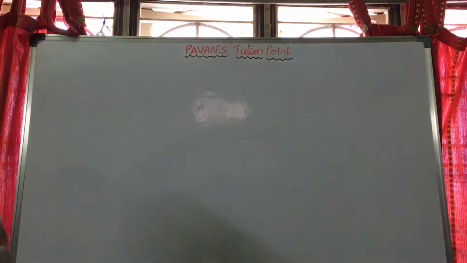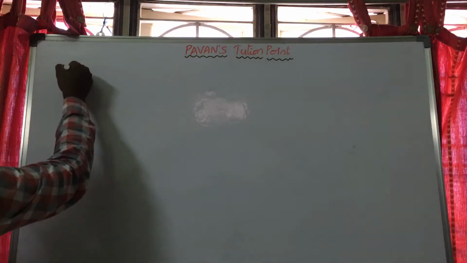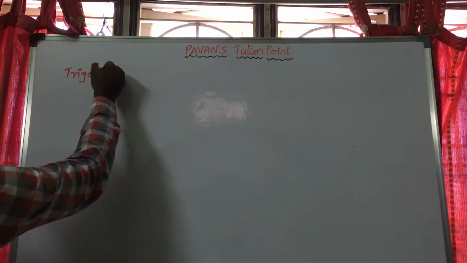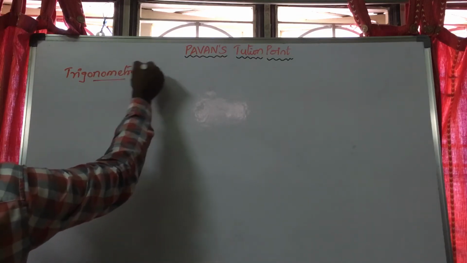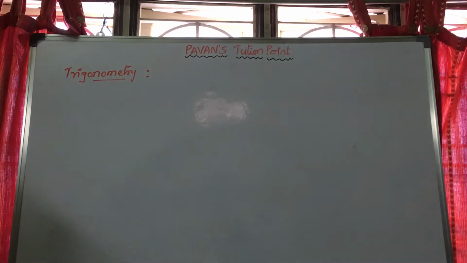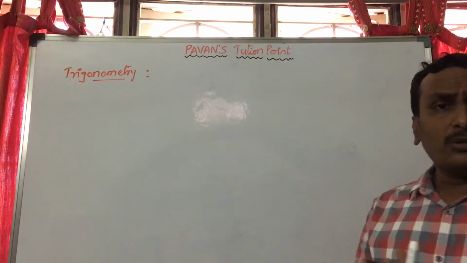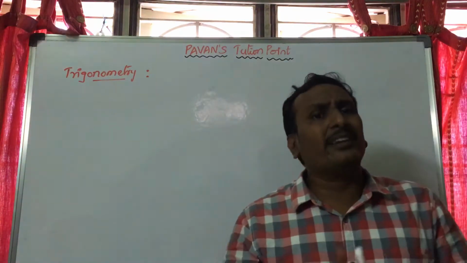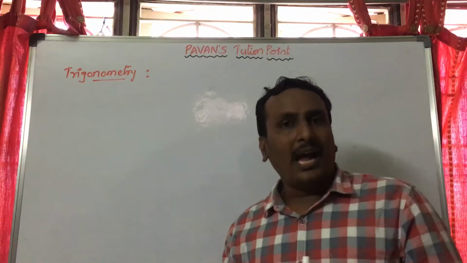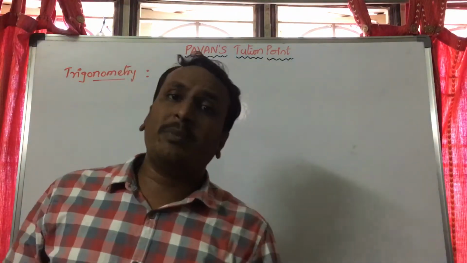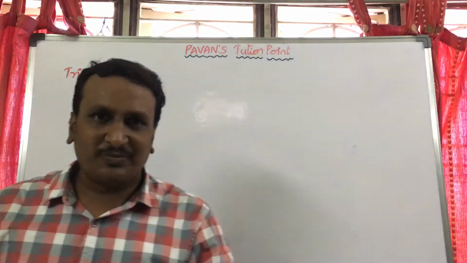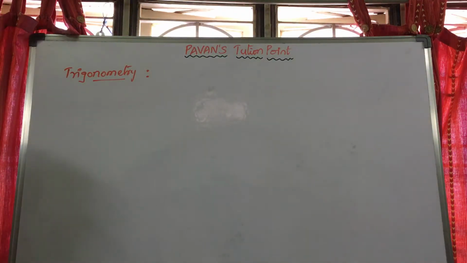Now I am going to take the chapter trigonometry. You are very well known about this chapter, and it is very important. Why? Because it is the entire chapter in the syllabus, and the continuation of trigonometry we have in the intermediate. In the intermediate we will do more and more problems and difficult problems in trigonometry. So that's why we need to practice the basic things in trigonometry.